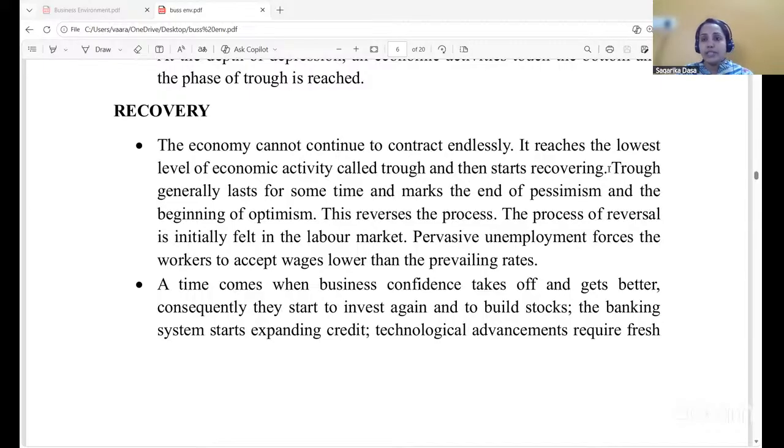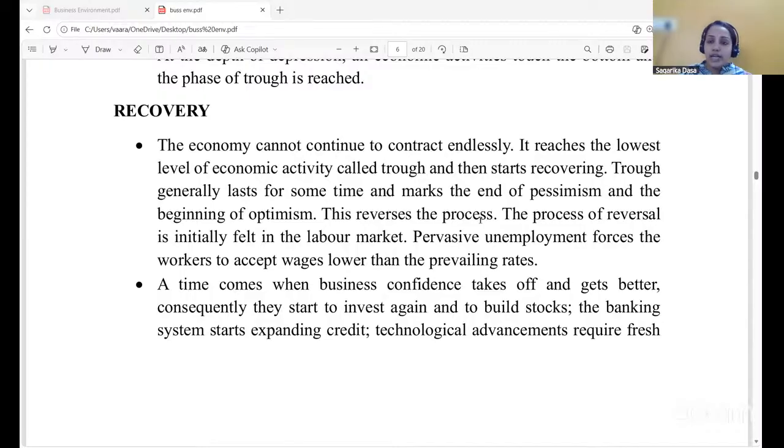After reaching the depression, that is the negative level, it slowly starts recovering from the depression level. That lasts for some time and marks the end of pessimism and the beginning of optimism. This reverses the process. Again, there will be a reverse of the process.